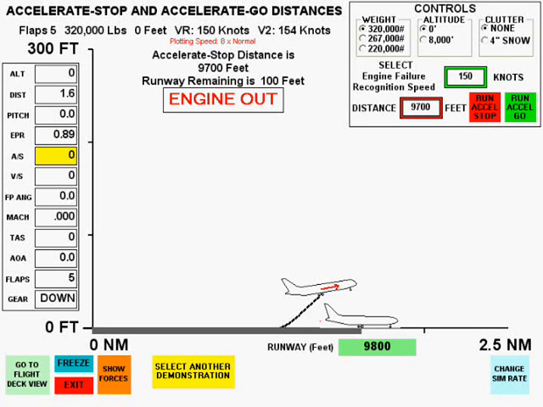In this case, we can easily go, but just barely stop. Now let's try to take off with an intermediate engine failure speed, 145 knots, which is the V1 for a balanced field length.